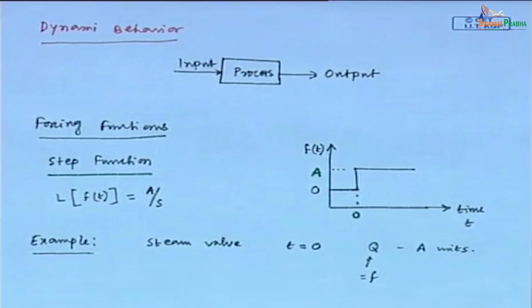So, if we change the Q by A units at time t equals to 0, that is the example of a step input. So, we can change the load variable, disturbance variable by this fashion to observe the transient behavior of the process. This is the first type of forcing function which is commonly used.